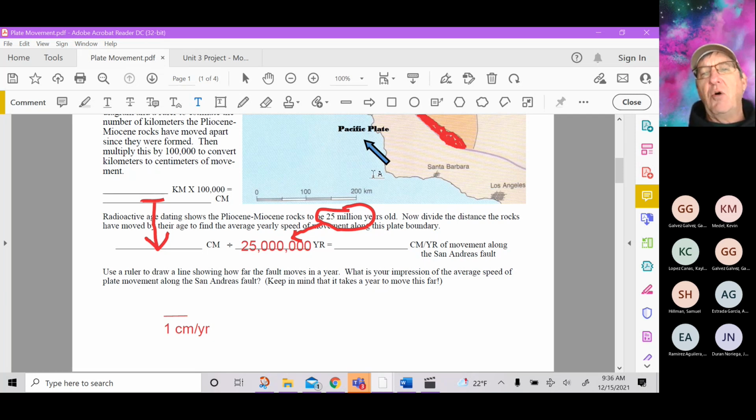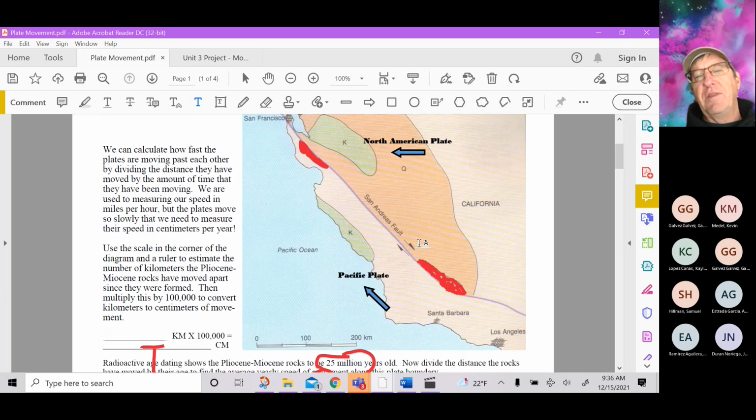Now think about this. This is the whole landscape moving that far in a year. I also want you to think about the fact that it's probably not a smooth, steady movement. It probably moves a bunch from time to time and then doesn't move at all for a long time. What happens when this moves a whole lot at once? How do we experience that?